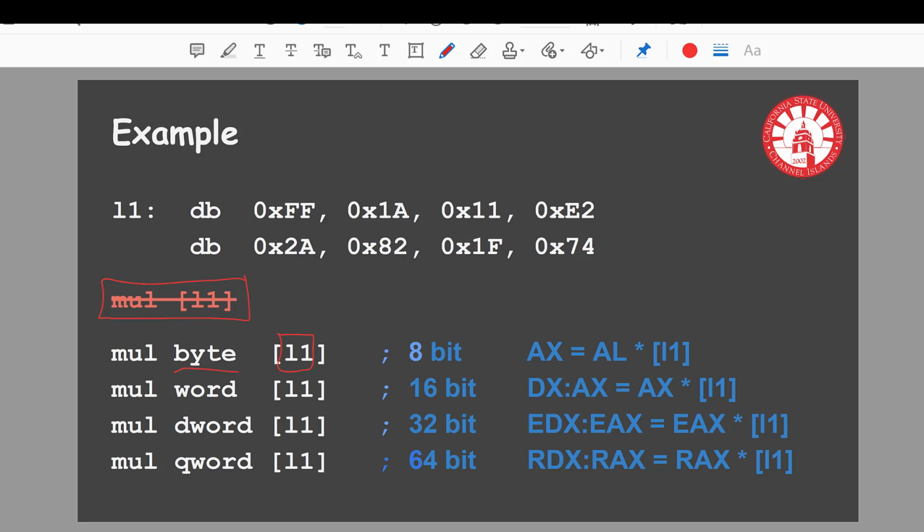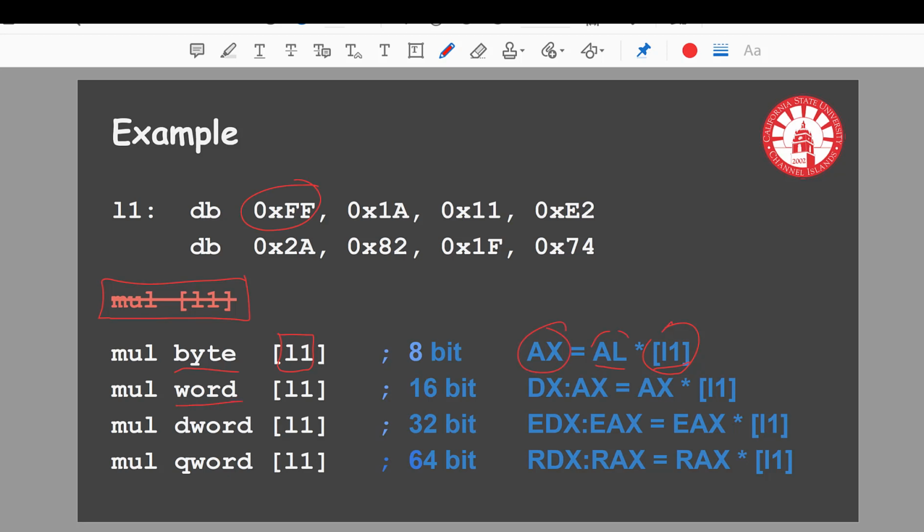If you say mul byte, it means take only 8 bits from the array and multiply it with the 8 bits of the A register, which is AL. Therefore, in this case, it is going to take L1, 8-bit only, which is going to be this one, FF, multiply it by AL, and put the result in AX.